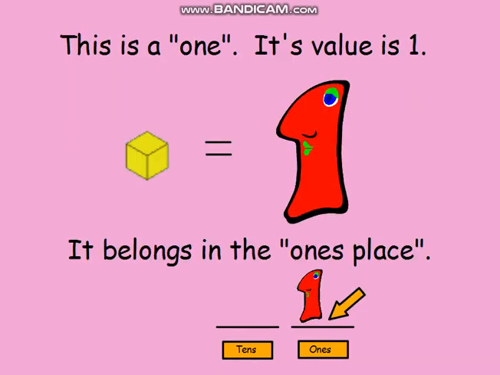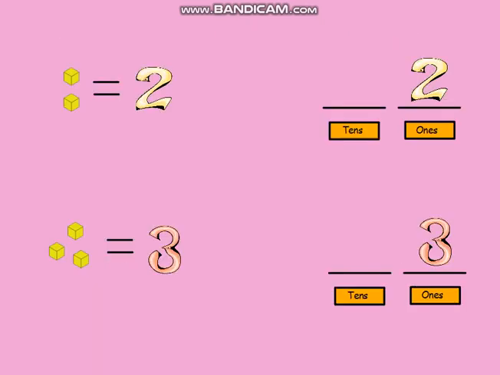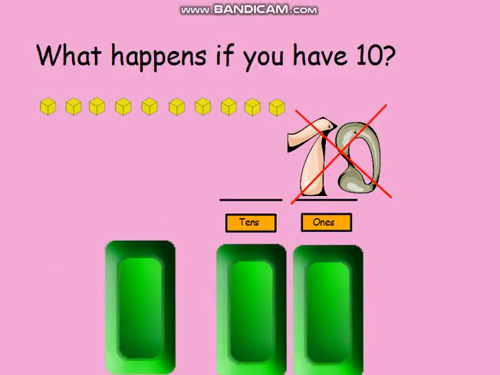As you can see, number 1 and its value is 1. So we use only one block to represent it. And of course, it belongs to the ones place and not to the tens. So we put it in the ones. Same for number 2. I use two ones to represent number 2 and its place is in the ones. Number 3, I use three ones to represent it and I put it in the ones and not in the tens. Now let's think. What about if we had number 10?